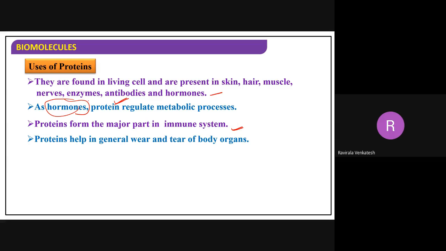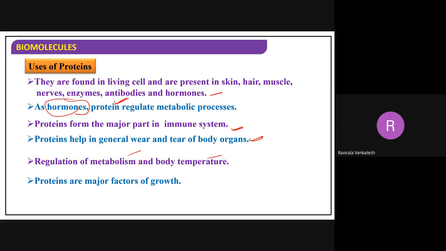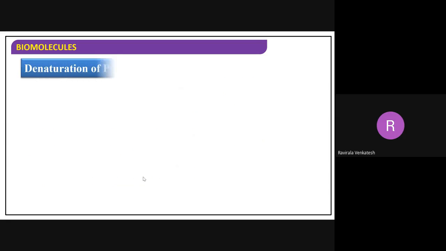Protein helps in general wear and tear of body organisms. For making the body organisms, proteins are the building blocks, very, very important. And they maintain body temperature and metabolism, and the growth is also because of the proteins. These are the general uses of the proteins.